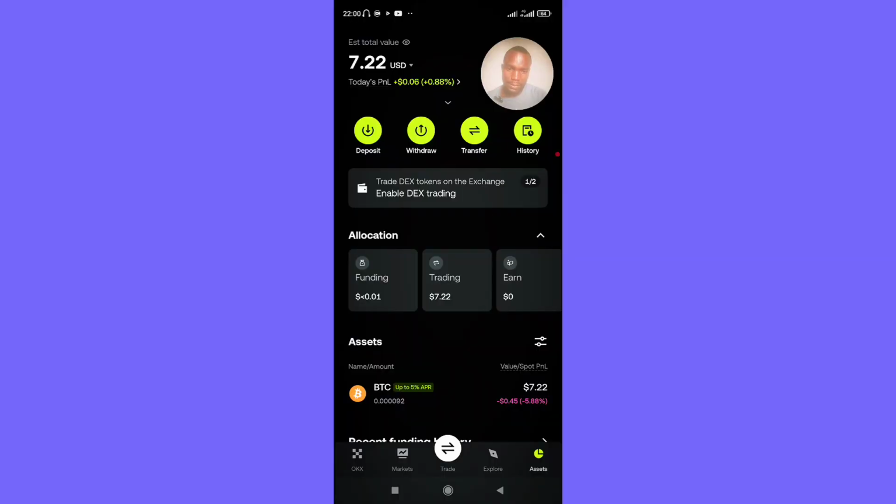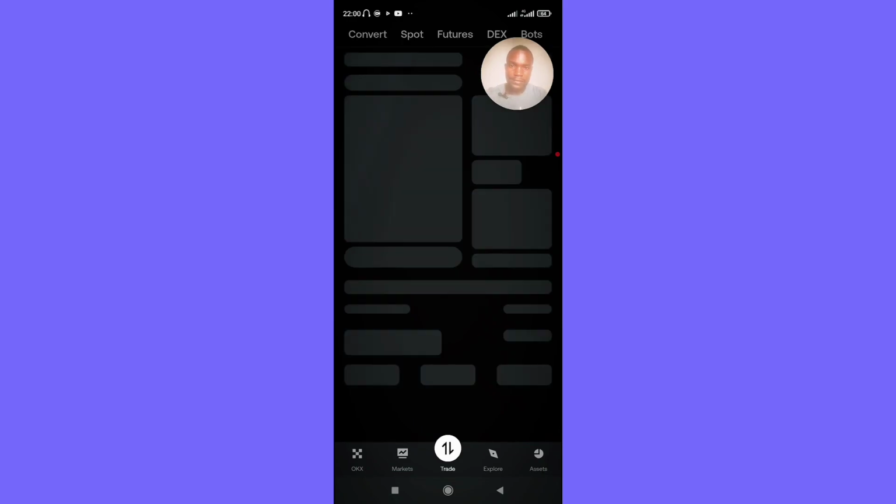So I have some 0.009. So I want to send like $5. So let me see, $5 is how much Bitcoin.